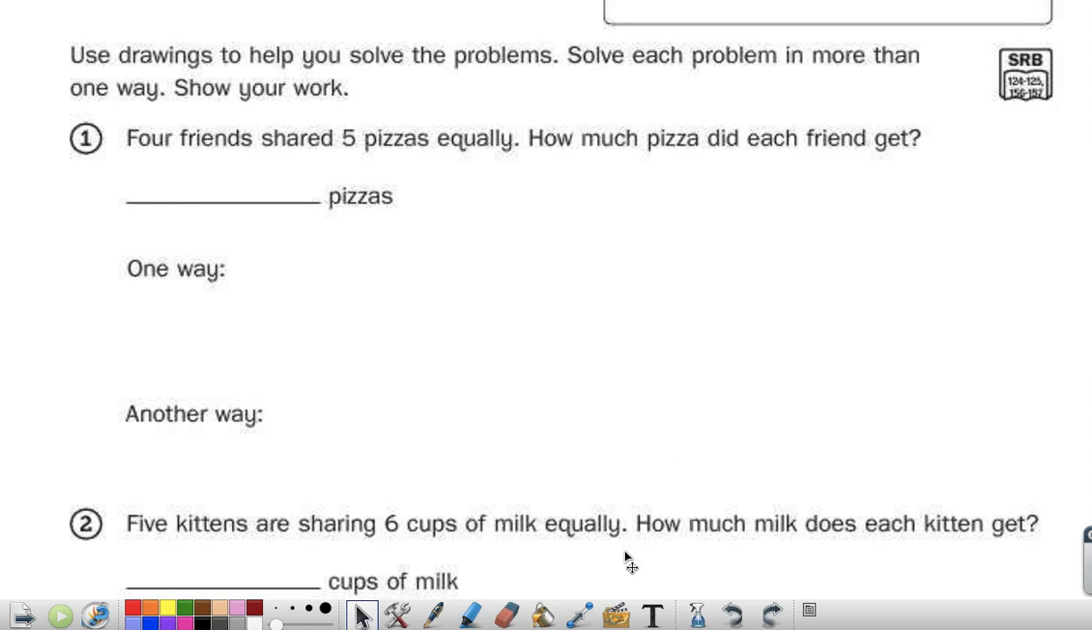Four friends share five pizzas equally. How much pizza did each friend get? Okay, I've got five pizzas that I'm dividing up among four friends. So the first thing I could do is maybe draw five pizzas. Now remember, I want these pizzas to be all about the same size.